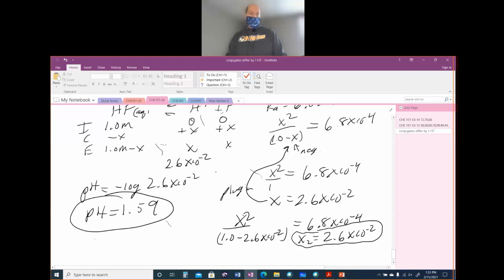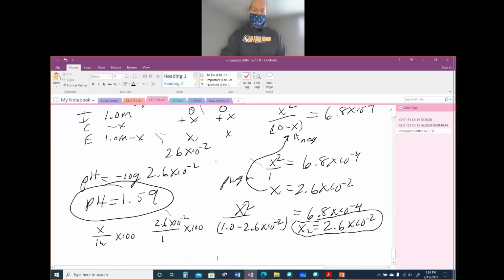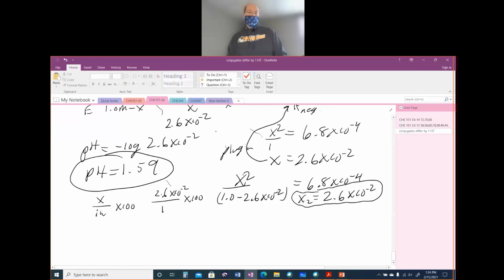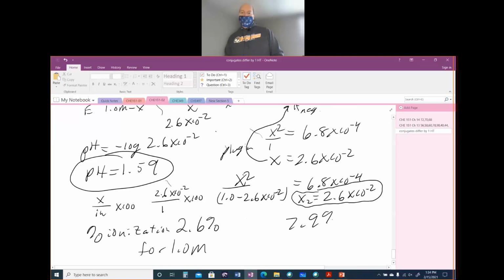Now for percent ionization, X divided by initial times 100. That is 2.6 times 10 to the minus 2 divided by 1 times 100. This is 2.6%. So your percent ionization is 2.6% for 1 molar. It was 7.9% for 0.10 molar.